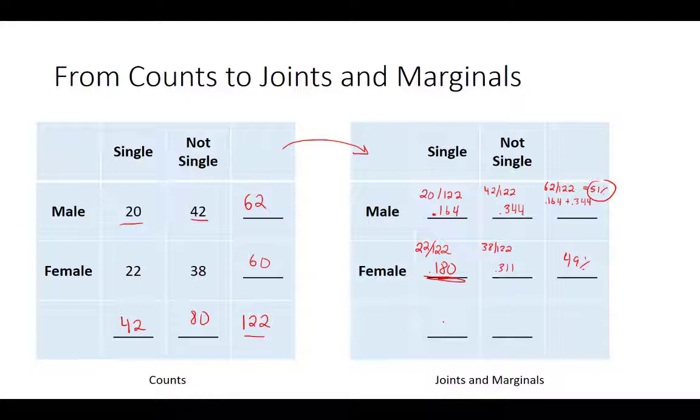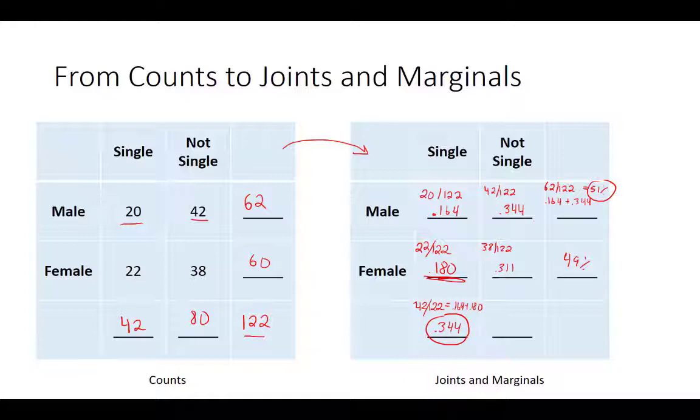What percent of the bar is single? It's 42 people out of 122. We could do that. Or we could add up 0.164 plus 0.180 to get 0.344, 34.4%.